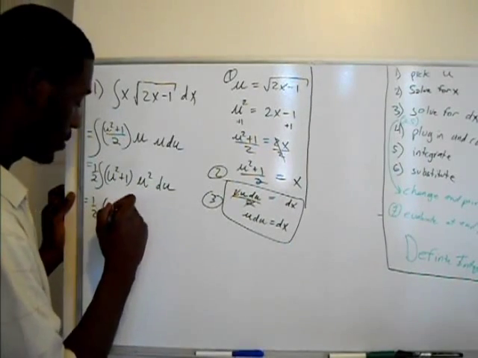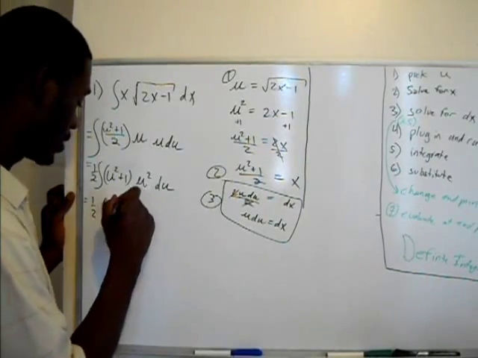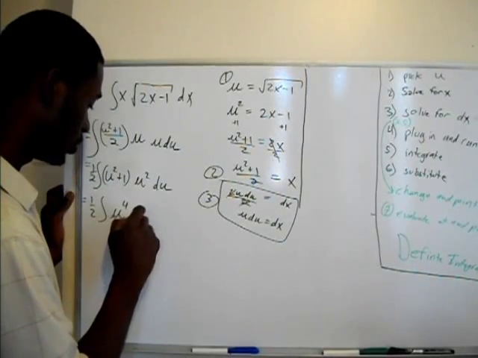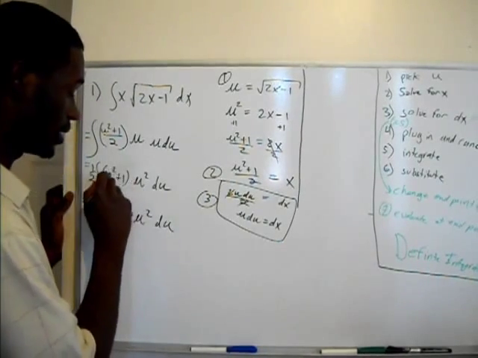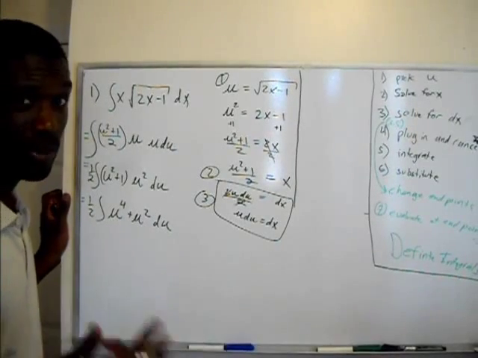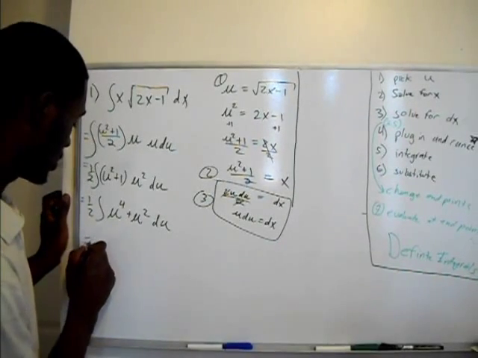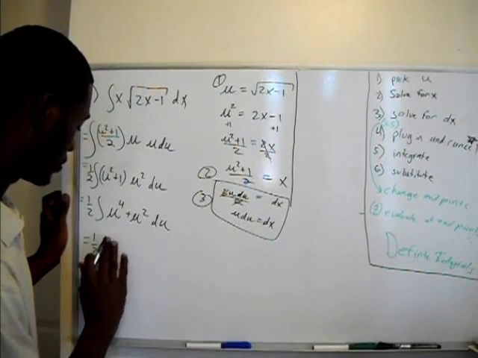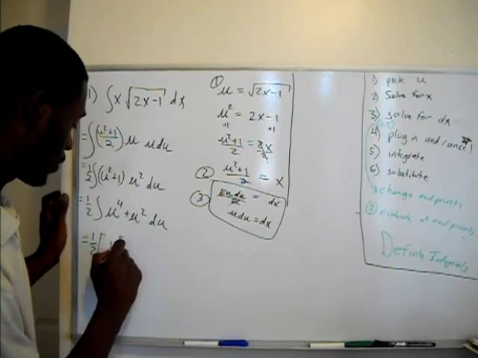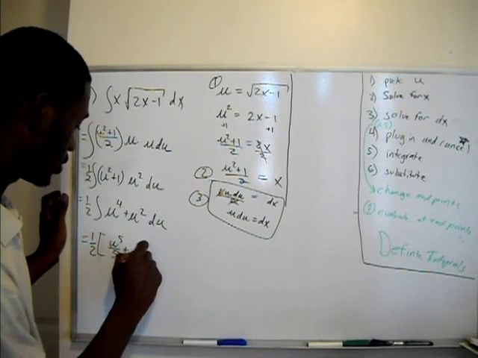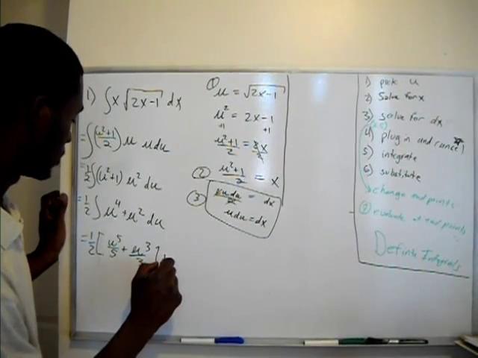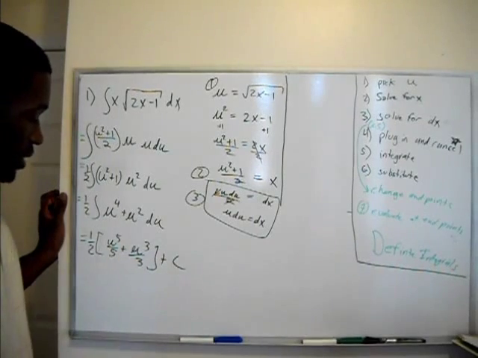Now I'm going to multiply this out, the u squared times each one. So this is going to be u to the 4 plus u squared du. Just multiplying this times this, that times that. Now I can take the integral of this. This is something we're good at. It's just going to be 1/2 times u to the 5th over 5 plus u to the 3 over 3 plus C, because it's an indefinite integral.